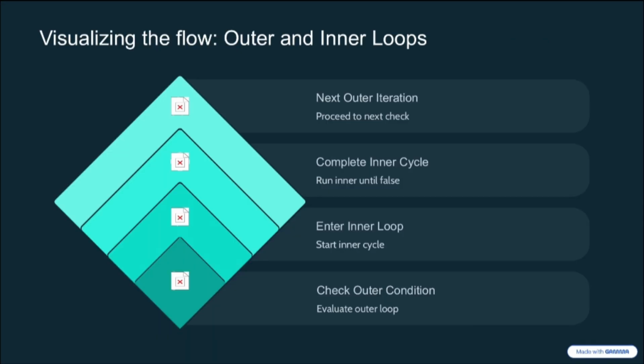Let's understand the flow. First, the outer loop condition is checked, then the inner loop starts. The inner loop runs completely. After that, the outer loop moves to the next iteration. This process continues until the outer loop condition becomes false.